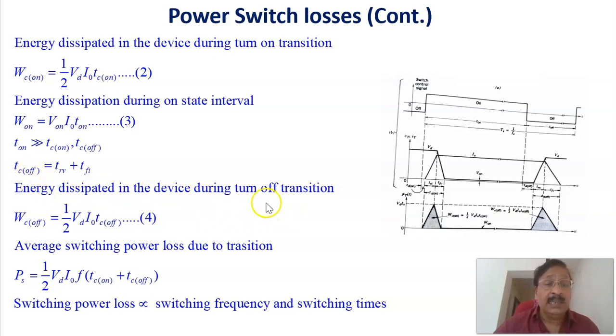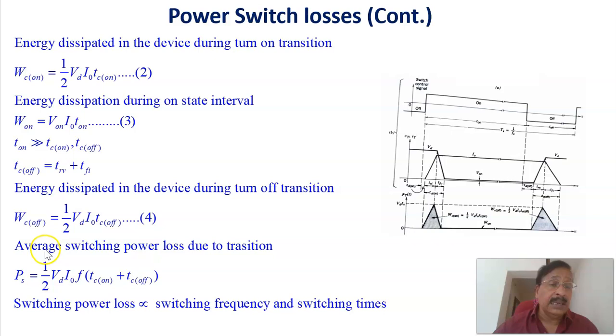For energy dissipated in the device during the off transition, again you have to do the multiplication of the instantaneous voltage and current. Then you will be getting a triangle like this one, and you have to find out the area under this triangle, which is the energy dissipation, given by half base into height. It's a triangle, half into base equal to TC off, and the height is equal to the product of VD into I naught. Therefore half into VD into I naught into TC off is the energy loss during the turn off transition, and this is during the turn on transition.